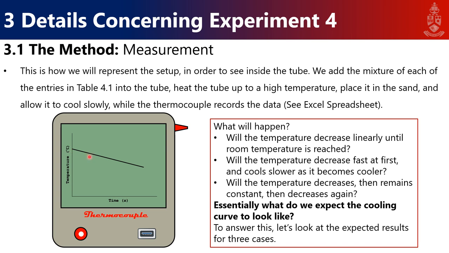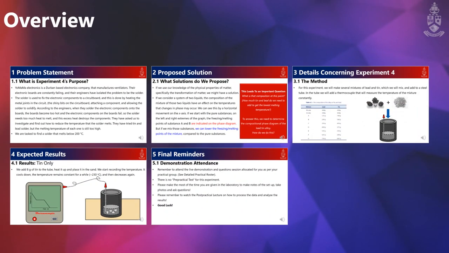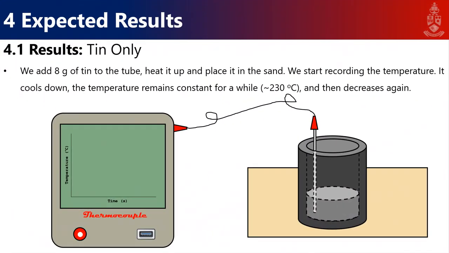Do you just expect it to go linearly from whichever temperature we've heated our system to, down to room temperature? Do you expect it to go down slightly, remain constant, and then go down again? What do you expect? And we will now look at three cases to explain what we should expect the data to do. In the first case, we'll look at tin only. So for example, tin's melting point is approximately 230 degrees Celsius.